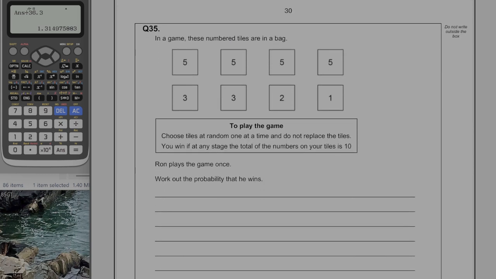Right, question 35. In a game, there are numbered tiles. These numbered tiles are in a bag. To play, choose tiles at random, one at a time, and do not replace the tiles. You win if at any stage the total of the numbers on your tiles is 10. Ron plays the game once. Work out the probability that he wins.